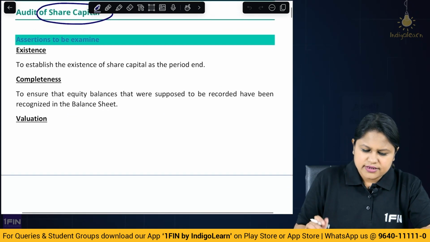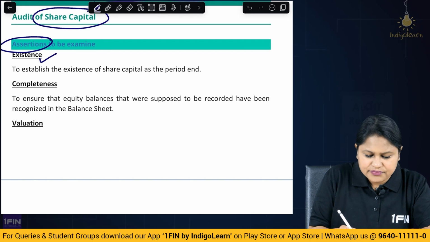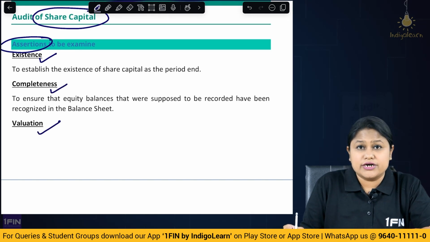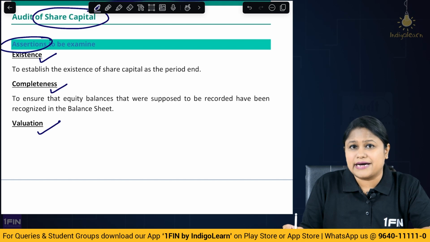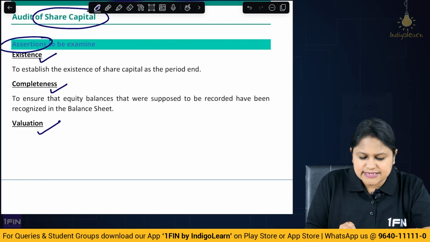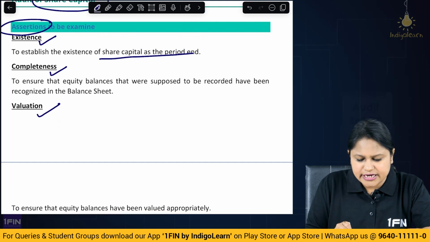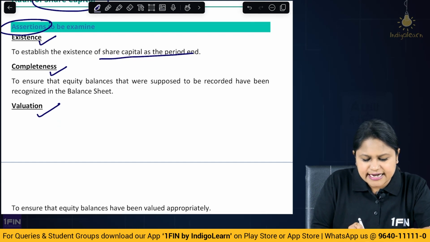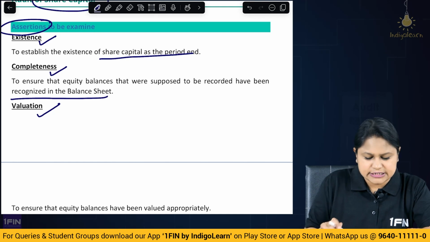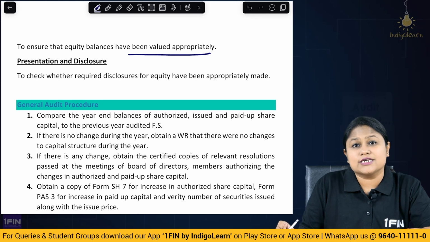So now, audit of share capital. Look at this, assertions to be examined here: existence, completeness, valuation. So now you understood how the discussion is. I told you there are certain parameters against which we are going to validate our checking. That means how are we going to check? First we look into existence, that is to establish the existence of share capital at the period end. Completeness is to ensure equity balances that were supposed to be recorded have been recognized in the balance sheet completely. And valuation is to ensure that equity balances have been valued appropriately, such as calls in advance and calls in arrears, which all have to be taken into account, correct?